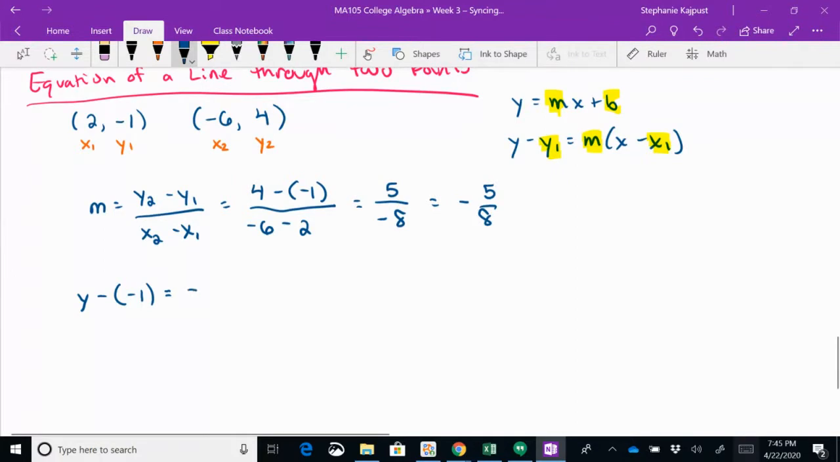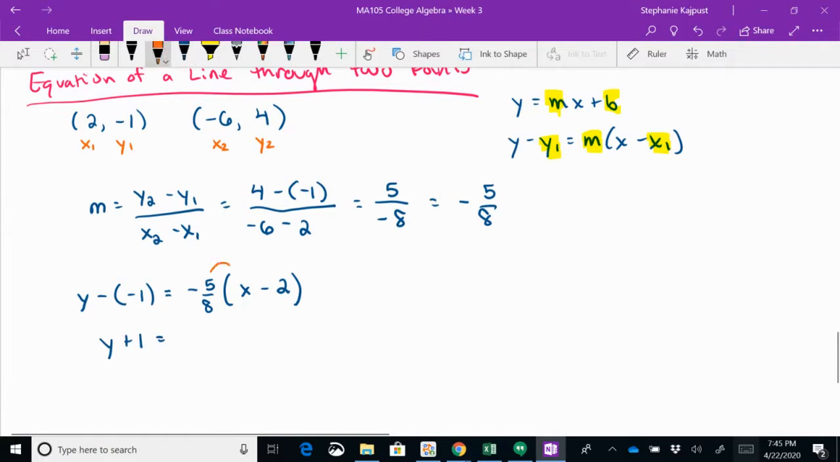And then our slope, the m, is negative 5 over 8. And then parenthesis, and then x minus x1, where x1 is 2. So you don't plug in for x and y. You only plug in for x1 and y1 because we want our equation to have x and y. So on the left, when I have subtracting a negative, that's adding. So that's going to be y plus 1 on the left.